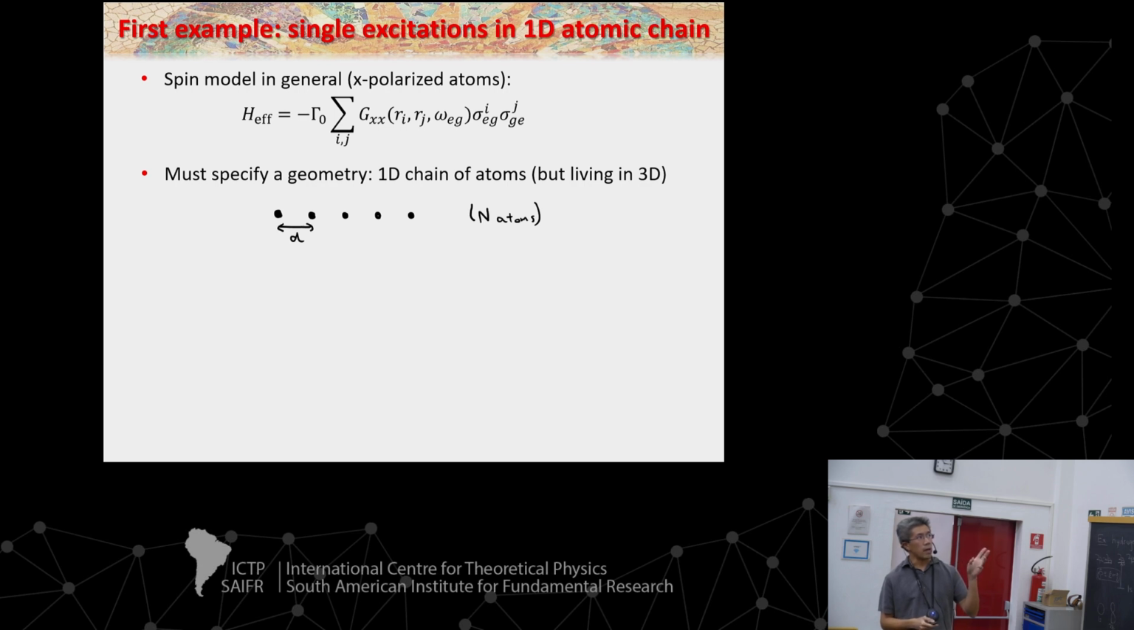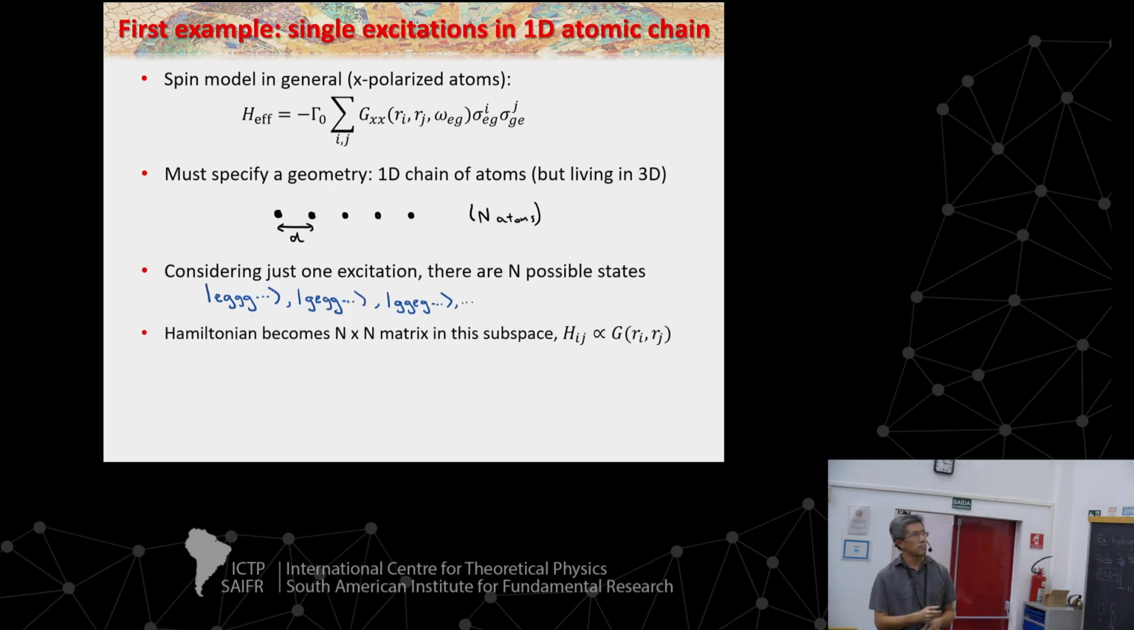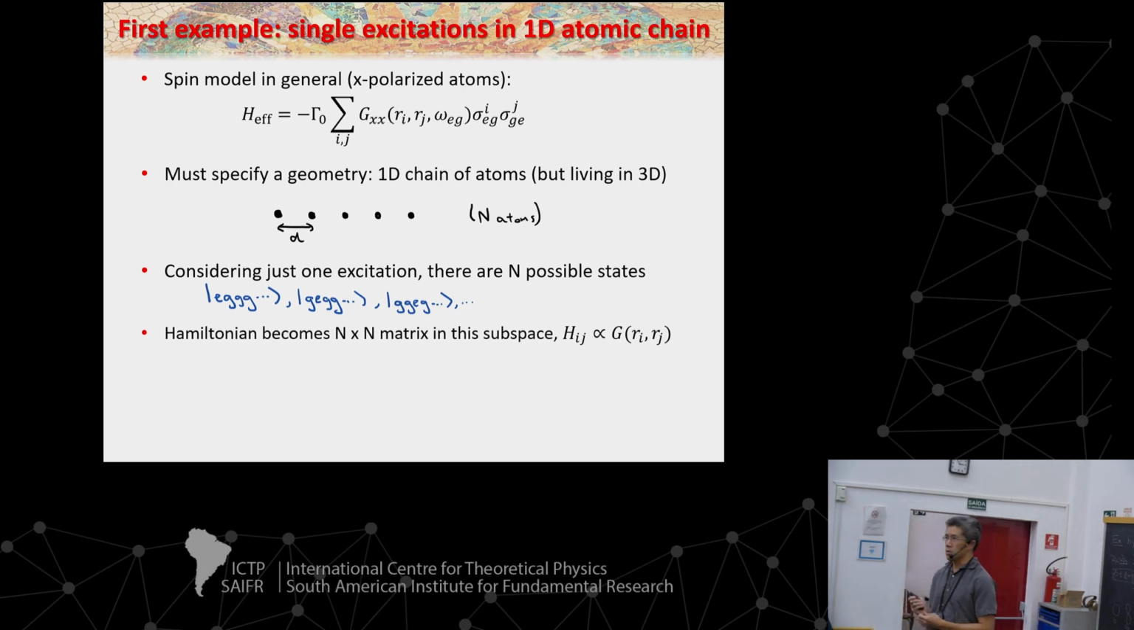So if we have n two-level systems, this Hilbert space of spins would be 2 to the n. So we weren't even that ambitious. Let's say, well, let's do something simpler. Let's just consider the space of one excitation.